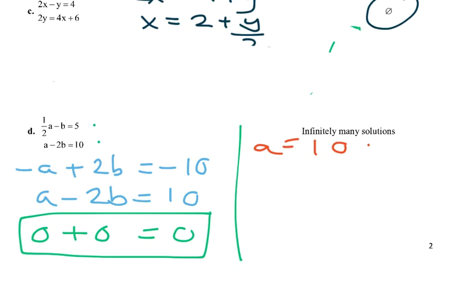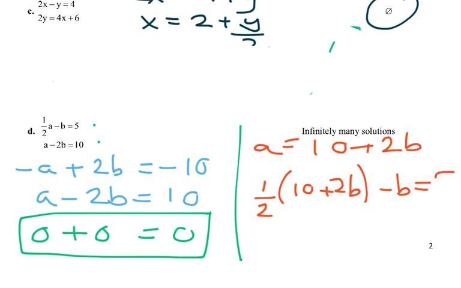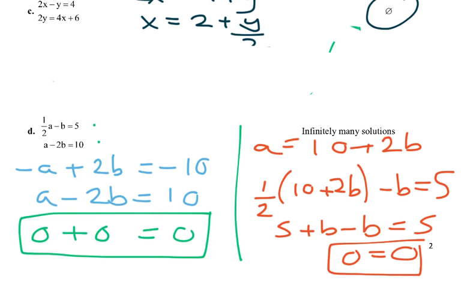If we use the substitution method then, over here, we can say that a is equal to 10 plus 2b, and then if we substitute that into the first equation, half a, or half of 10 plus 2b, minus b is equal to 5. So we get 5 plus b minus b is equal to 5. 0 is equal to 0. So again, this is true for all values of a and b, and therefore we've got infinitely many solutions.